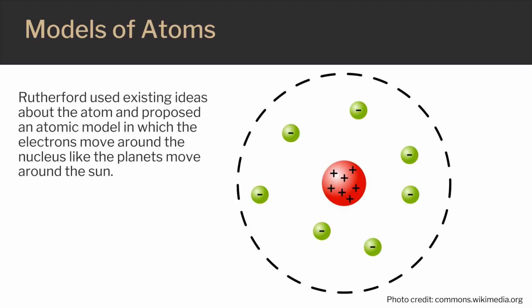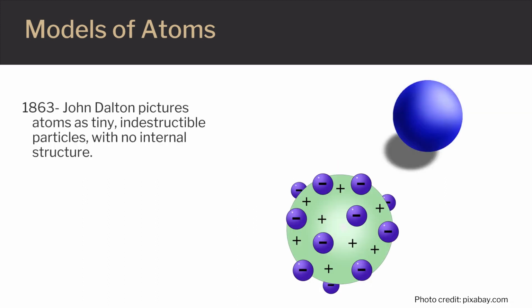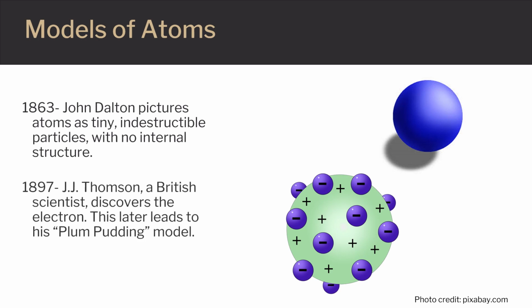Models of atoms. Rutherford used existing ideas about the atom and proposed an atomic model in which the electrons move around the nucleus like the planets move around the sun. However, Rutherford's model fails to explain why objects change color when heated, and it could not explain the chemical properties of elements. In 1863, John Dalton pictured atoms as tiny, indestructible particles with no internal structure. In 1897, J.J. Thomson, a British scientist, discovered the electron. This later led to his plum pudding model, where electrons are embedded in a sphere of positive electrical charges.